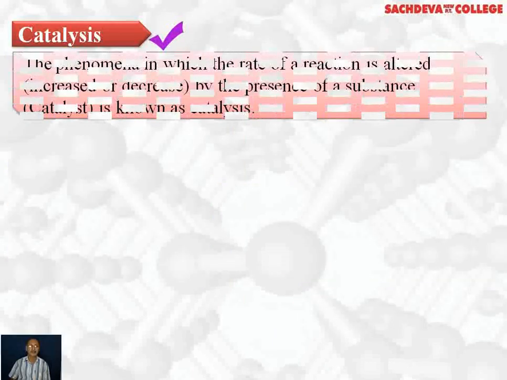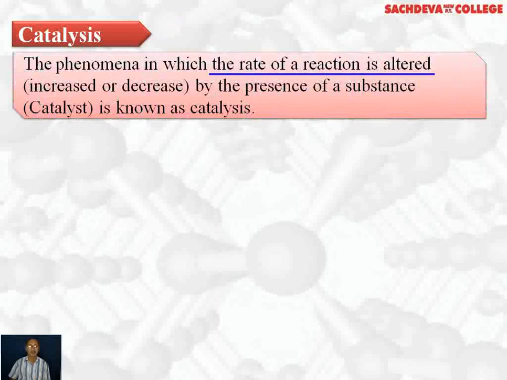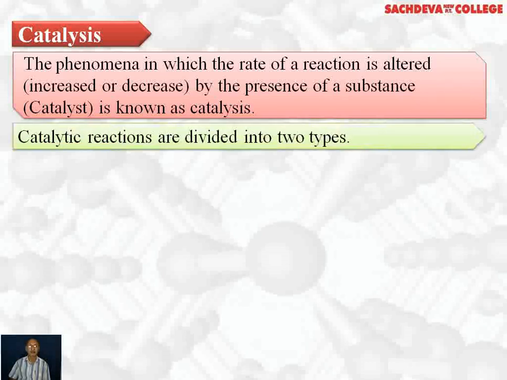Next, we are taking catalysis. The phenomenon in which the rate of reaction is altered, that is increased or decreased, by the presence of a substance, that is a catalyst, is known as catalysis. If the catalyst increases the rate of reaction by lowering the activation energy, we call it a positive catalyst, and most catalysts are positive catalysts. But there are some catalysts which decrease the rate of reaction by increasing the activation energy. They are called negative catalysts. For example, acetanilide reduces the rate of decomposition of hydrogen peroxide.